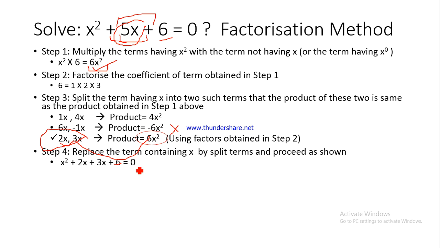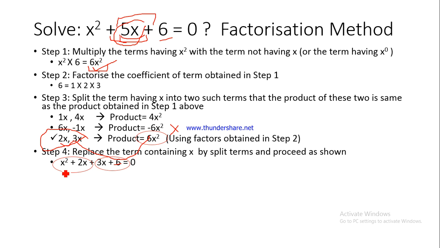The equation still remains the same, right? Now we have replaced the term containing x with 2x plus 3x, which we had obtained in step number 3. And now what we are going to do next is group them in pairs of 2. So we have grouped the first two terms and the second two terms. This circle shows the grouping. So we have the groupings like this, and then what do we do in the next step?